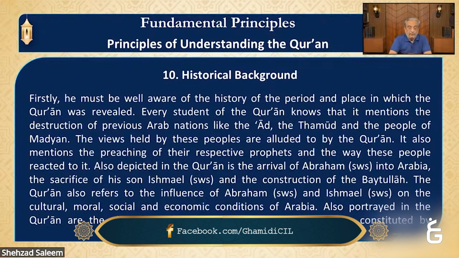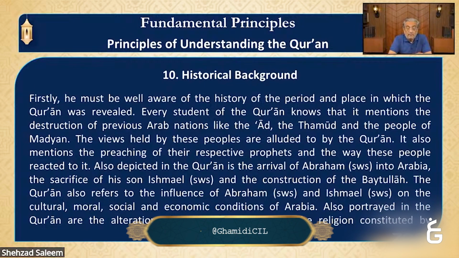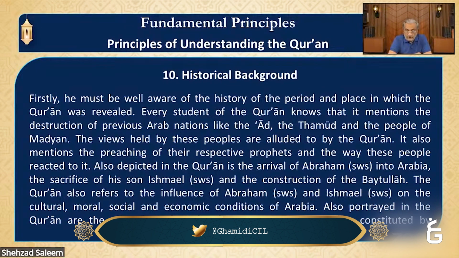So he writes, firstly, the word he, of course, refers to an advanced learner or a student of the Quran. It says, firstly, he must be well aware of the history of the period and place in which the Quran was revealed. Every student of the Quran knows that it mentions the destruction of previous Arab nations like the Ad, the Thamud, and the people of Madian. The views held by these peoples are alluded to by the Quran. It also mentions the preaching of their respective prophets and the way these people reacted to it.